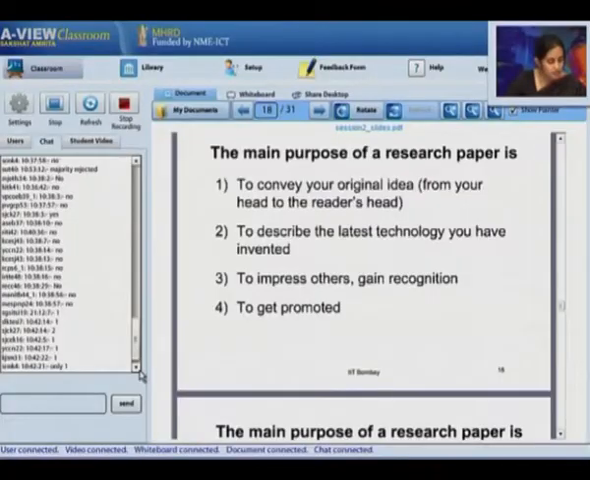I see a large number of answer 1s coming in and a few 2s. So let's actually discuss these two, and I'm quite happy that I don't see a 3 or a 4 yet, even though for a lot of us it is important, but you're right that we should not be writing a research paper only to serve purposes 3 and 4. So our claim is that the main purpose of a research paper is to convey your idea.